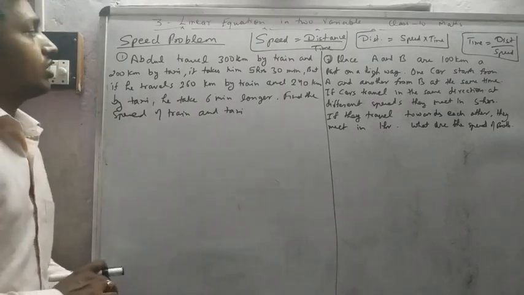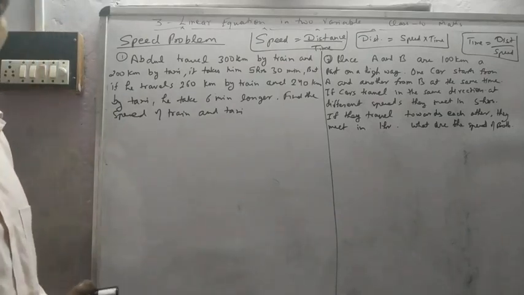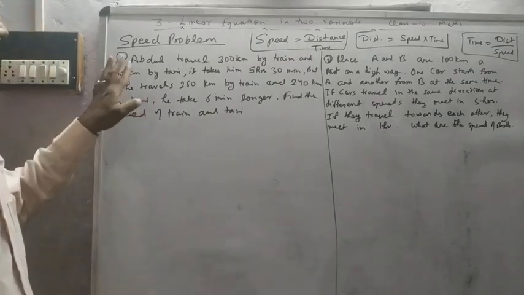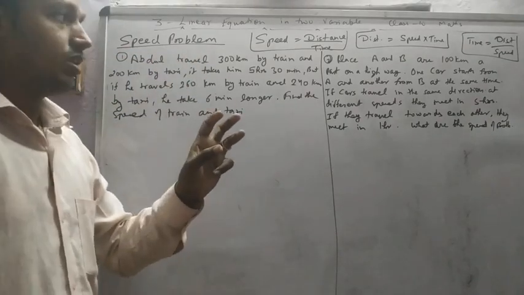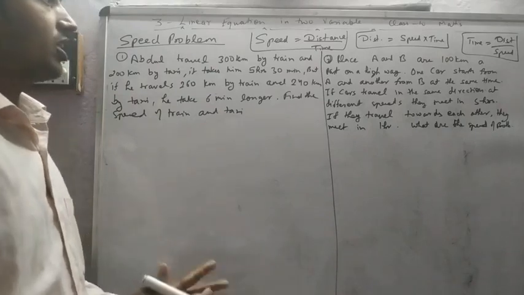So we take examples by explaining the speed problems of this chapter. We take the first problem. There are three types of basic problems. There are all kinds of problems, but mainly three types of problems.